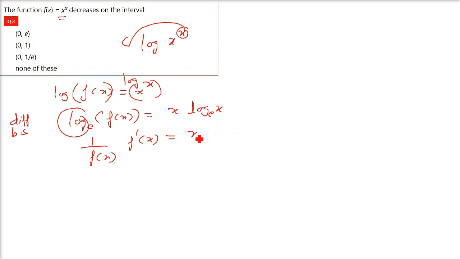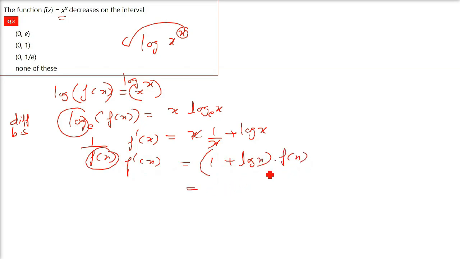How about x log x? x log x gives 1 by x, plus this is log x. Differentiation of x is going to be 1. This gets cancelled. You have 1 plus log x, and on the left you have f dash x, and this f(x) goes on the right side. I've just cross multiplied. You already know it.